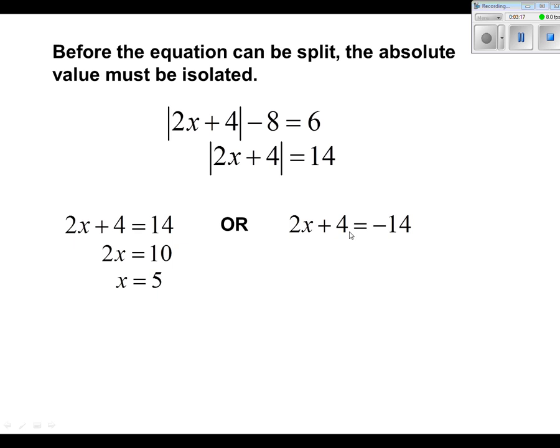On this side, again, subtract 4 from both sides. So 2x is equal to negative 18. Divide both sides by 2, and x is equal to negative 9. And again, checking is always a good idea. Substitute both of the numbers back into the original and see if both sides will equal 6.